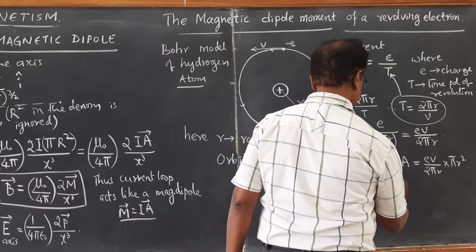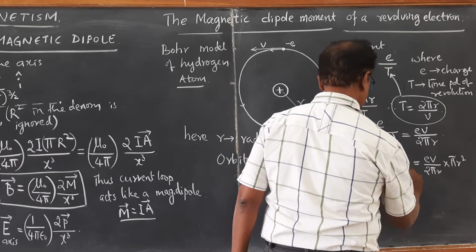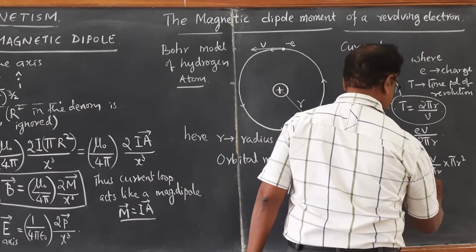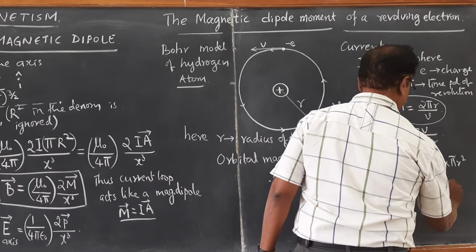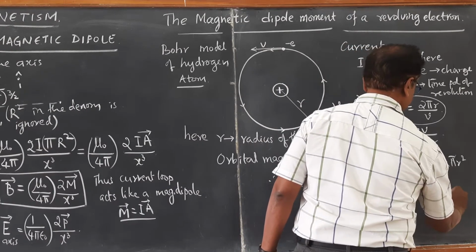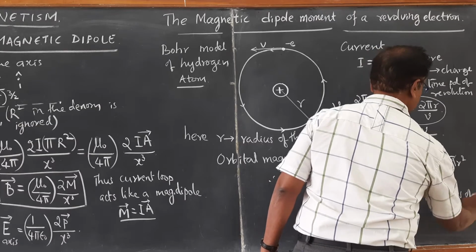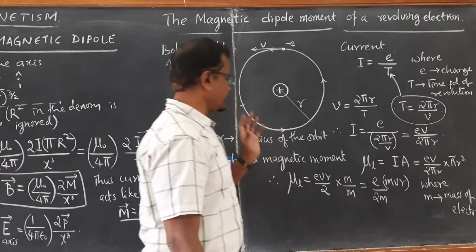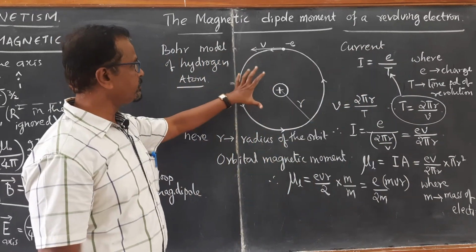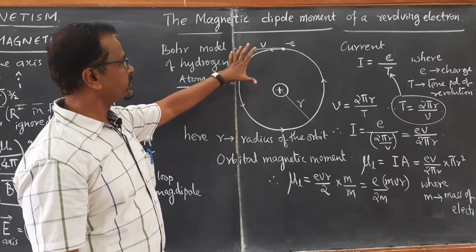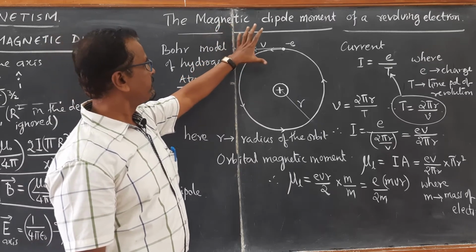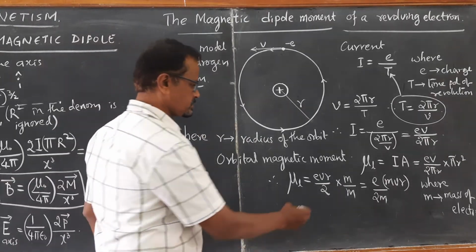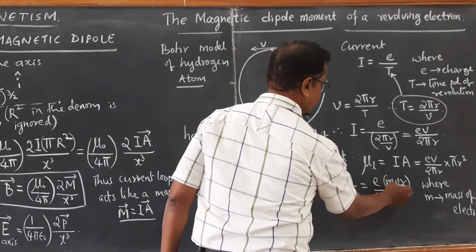E into mvr upon 2m, where m is the mass of the electron. So we are calculating the magnetic moment, the orbital magnetic moment of the revolving electron. That itself becomes the magnetic dipole moment of the revolving electron. So thus we get e upon 2m into mvr.